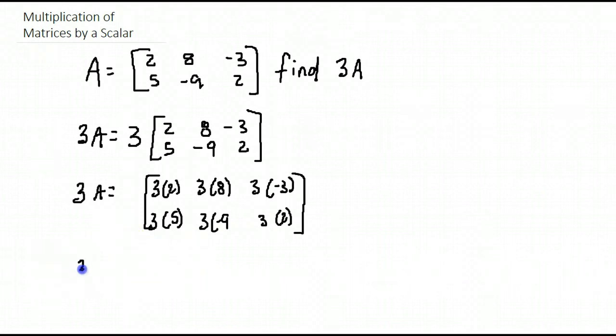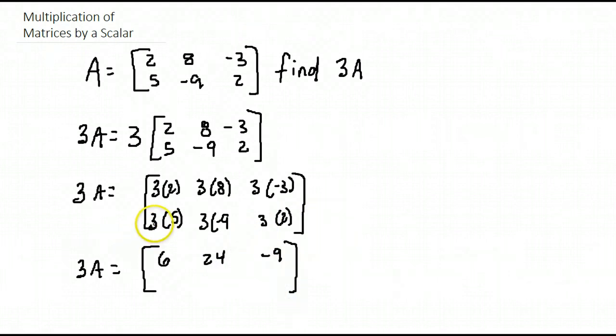So the last thing we do is 3A equals open matrix, and the top row is 3 times 2 is 6, 3 times 8 is 24, and 3 times negative 3 is negative 9. Second row is 3 times 5 is 15, 3 times negative 9 is negative 27, and last is 3 times 2 is 6. And that's simplified, and so that's what the scalar multiplication of a matrix is.